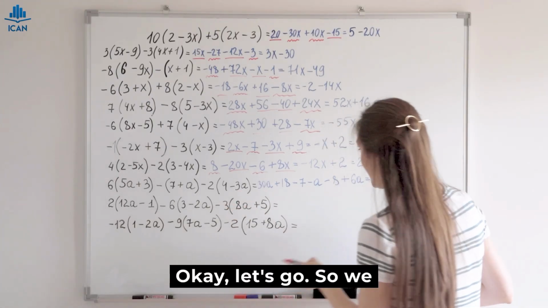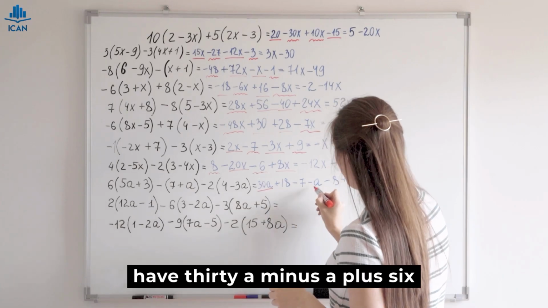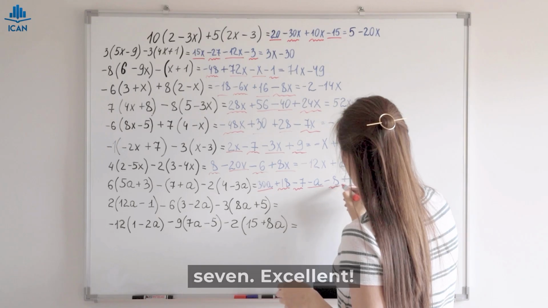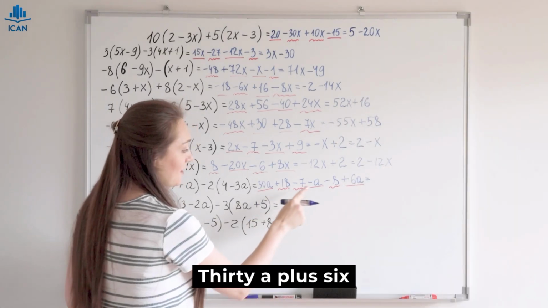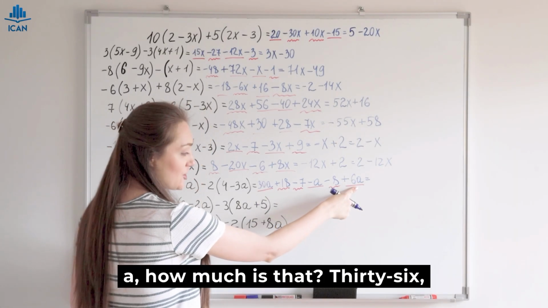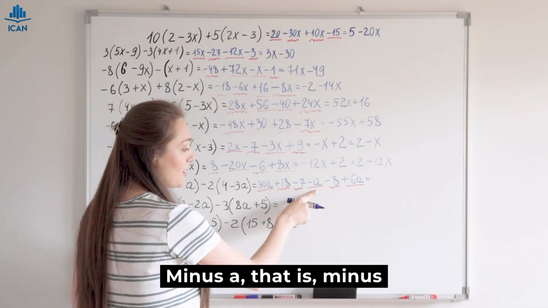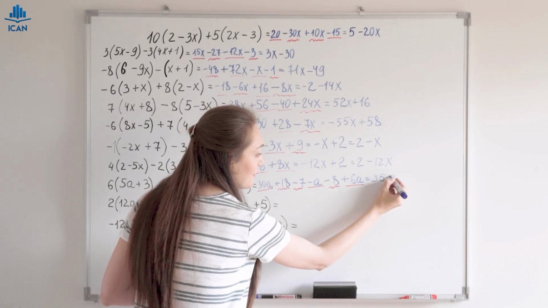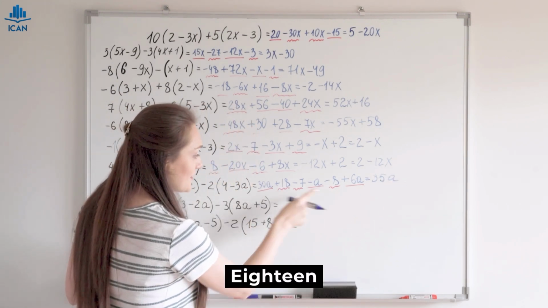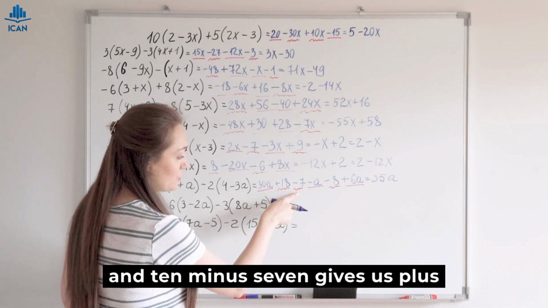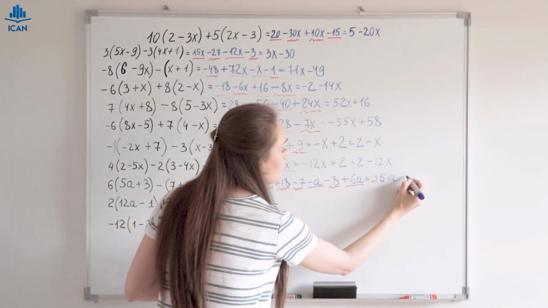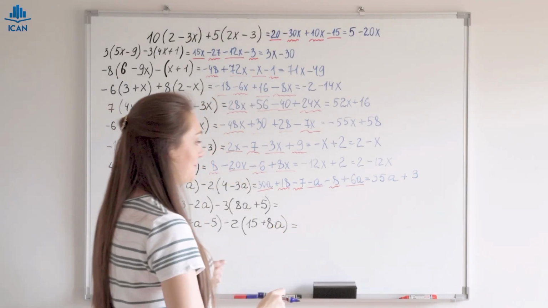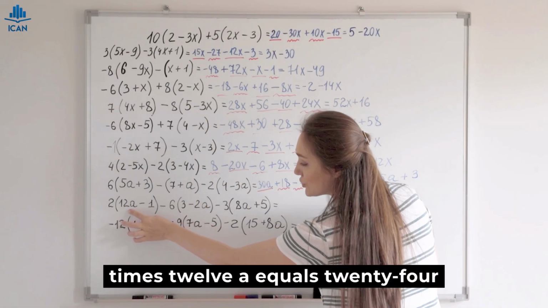Okay, let's go. So we have 30a minus a plus 6a, 18, 7. Excellent. 30a plus 6a, how much is that? 36a minus a, that is minus 1a, which gives us 35a. 18 minus 8 is 10, and 10 minus 7 gives us plus 3. 35a plus 3. Answer.